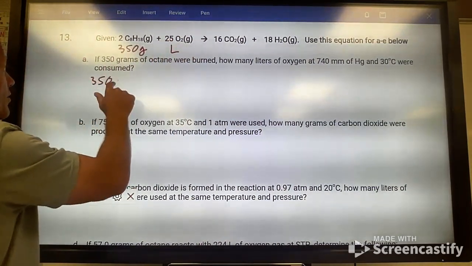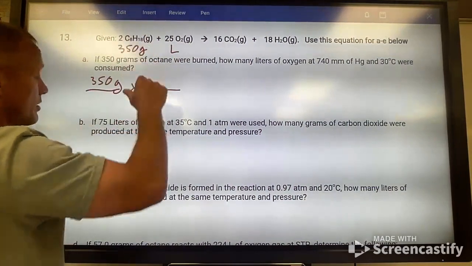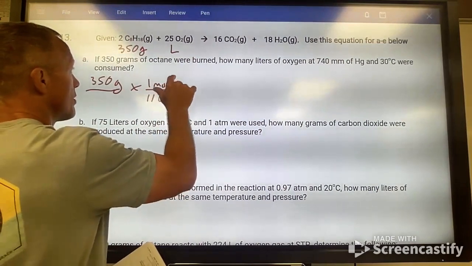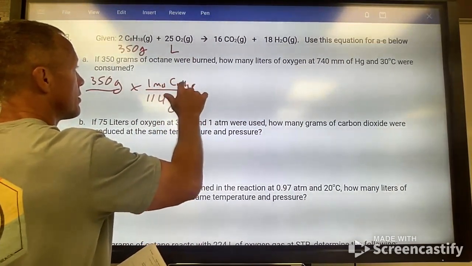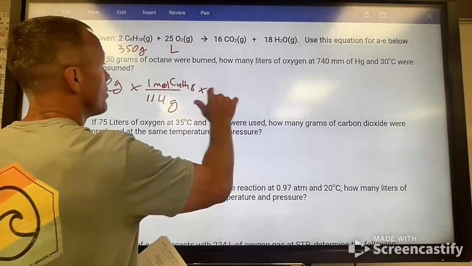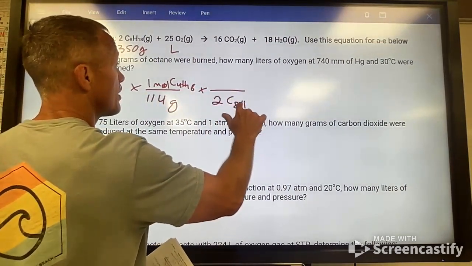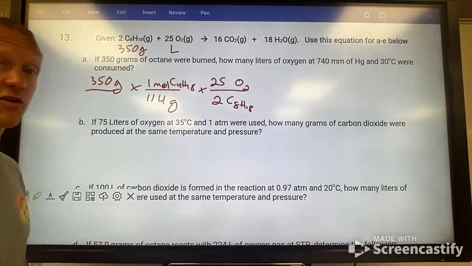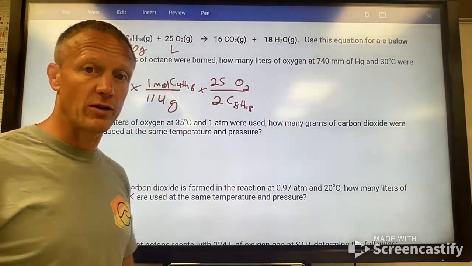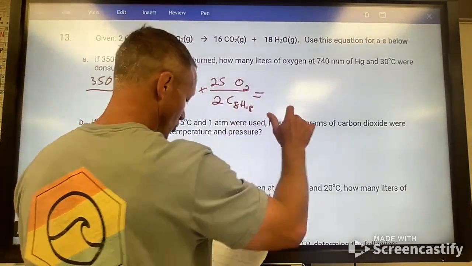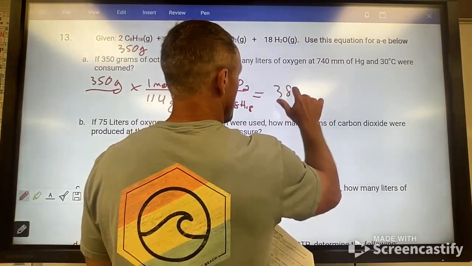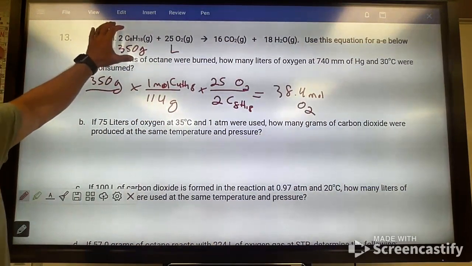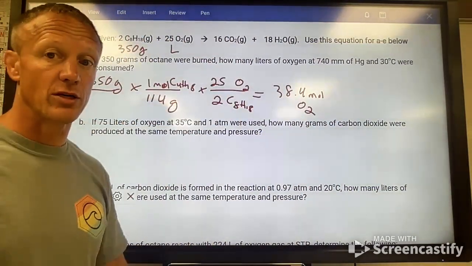So 350 grams of octane. Octane is 114 grams per mole. Mole ratio, 2 moles of octane for every 25 moles of oxygen. If we're at STP, I would just do every mole of oxygen is 22.4 liters. We're not, so we need to stop right there and get our moles of oxygen, which is 38.4 moles of O2. So if we burn 350 grams of octane, we need 38 moles of oxygen to burn with it.